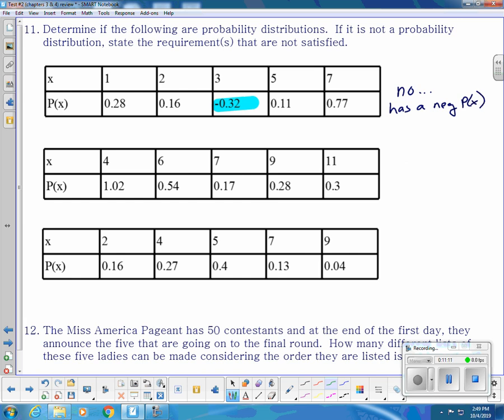In the second one, we have this probability that's over 1. Probabilities are between 0 and 1 inclusively. Okay. In the third one, if I add up all of my probabilities, I get the sum equals 1. I have no negatives or any numbers greater than 1, so yes, this is a probability distribution. All right.